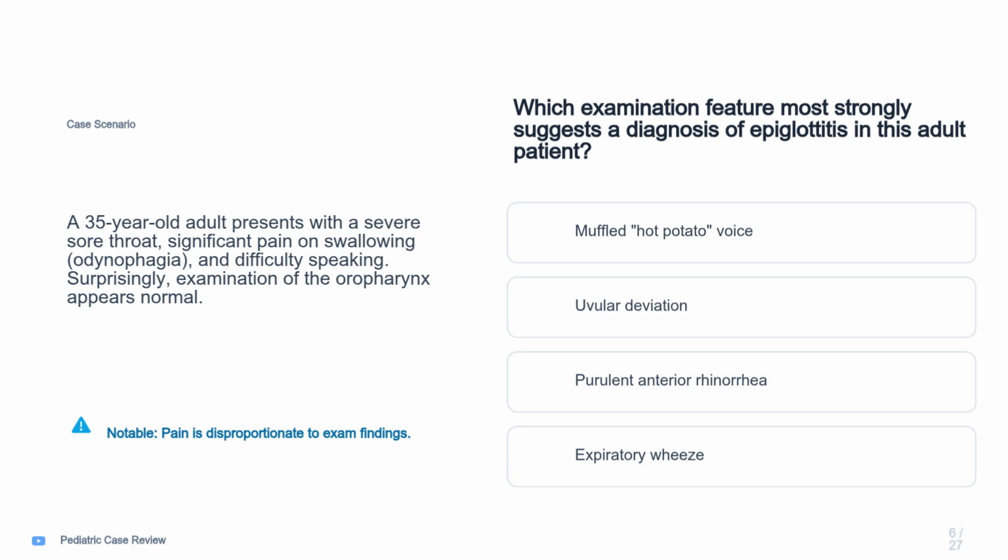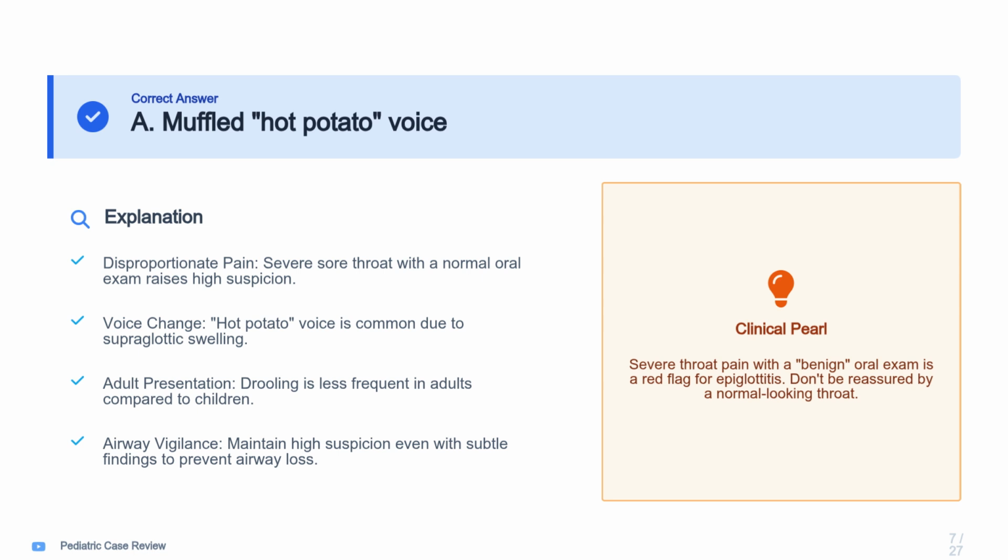Option A, muffled hot potato voice. Option B, uvular deviation. Option C, purulent anterior rhinorrhea. Option D, expiratory wheeze. Think about what distinguishes supraglottic from oropharyngeal pathology. The correct answer is A, muffled hot potato voice.